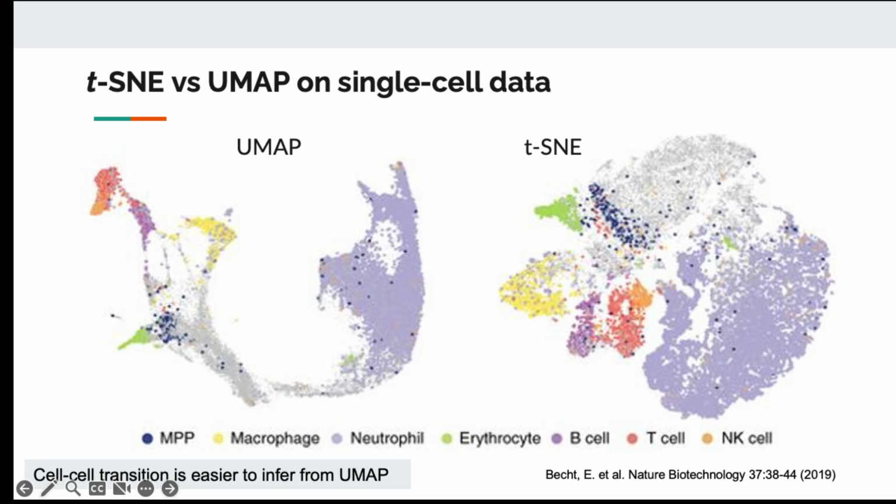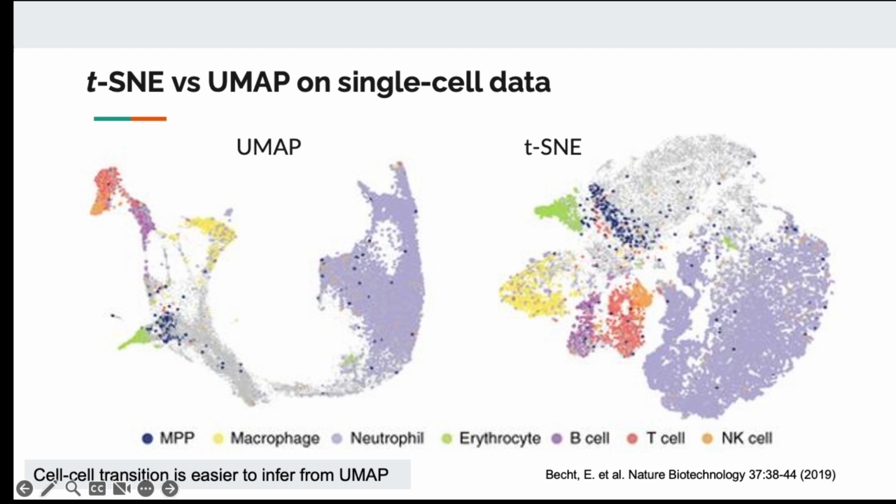Here is another example that shows this more clearly. This is an immune data set. You have the multipotent progenitor that can differentiate into different immune cell types. With tSNE, you get a good separation of the cell types, and you see the multipotent progenitor in the middle. But it's still unclear how cells differentiate into each cell type based on the arrangement from tSNE.